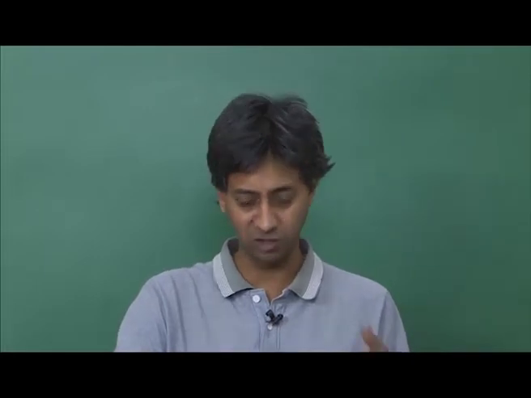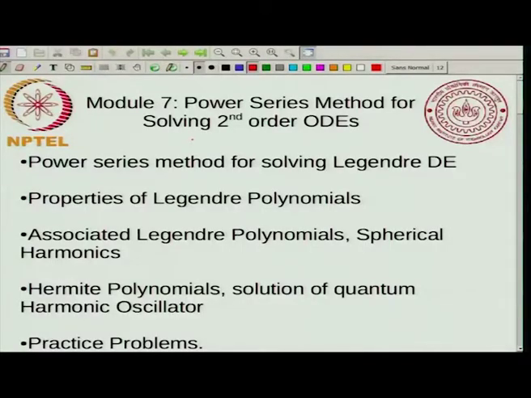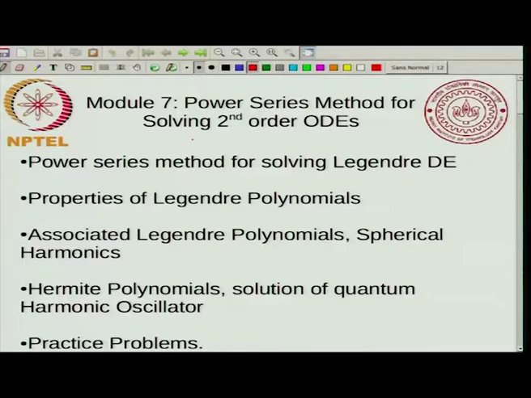But in this module we are mainly focused on trying to illustrate the use of the power series method. We solved the Legendre differential equation, we saw what are called the polynomial solutions, and these occur very naturally when you are dealing with many problems. We saw something called an associated Legendre polynomial, which we used to describe the rotational states, and the Hermite polynomials, which are used to describe the vibrational states.